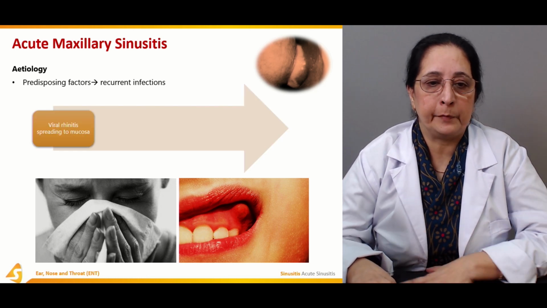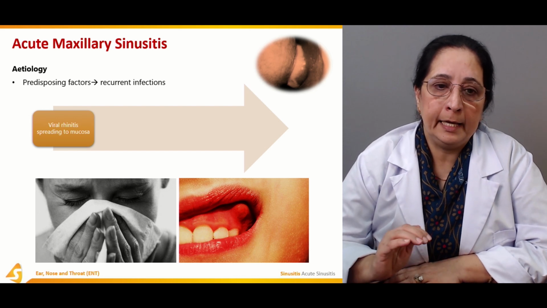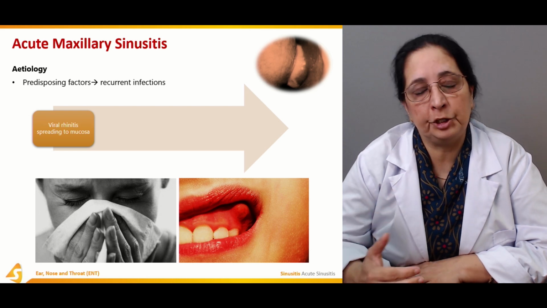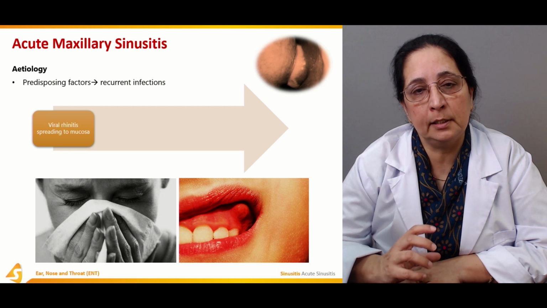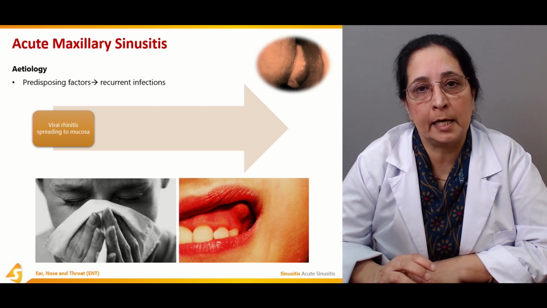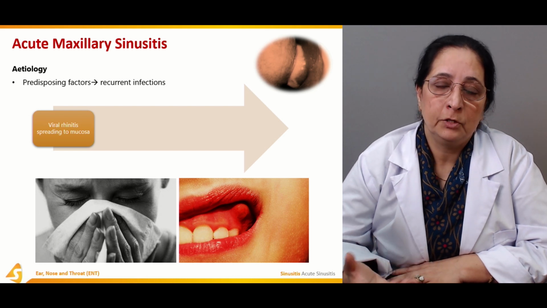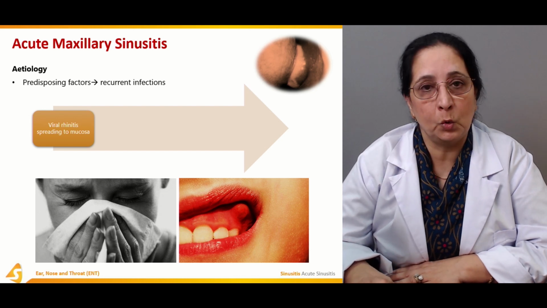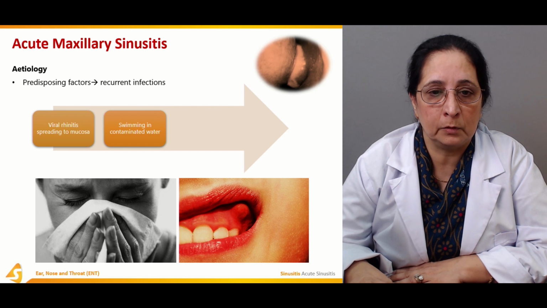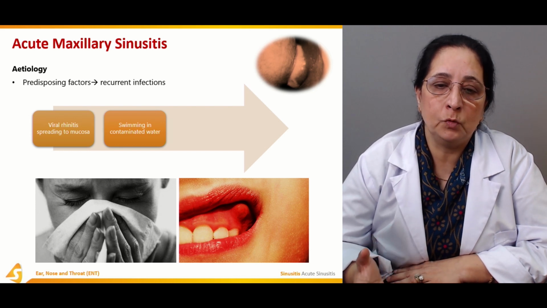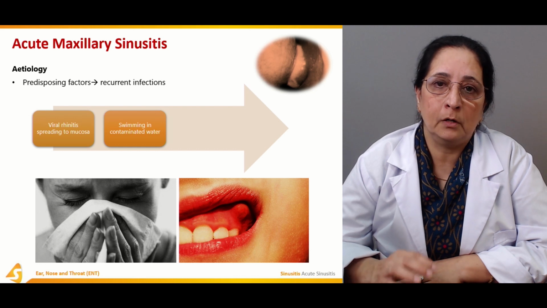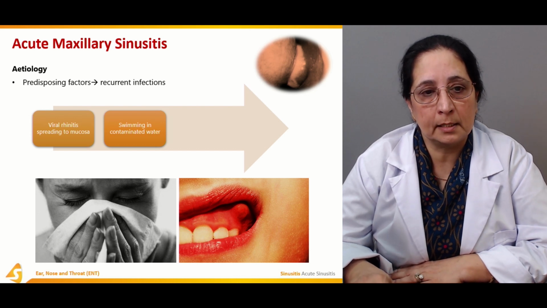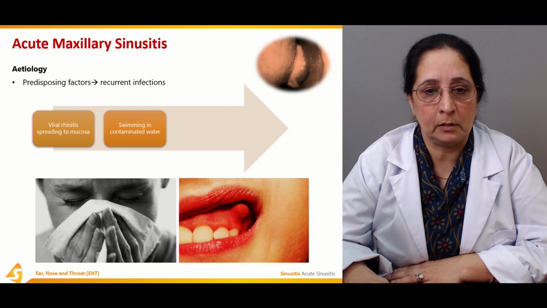Viral rhinitis spreading to the mucosa. Again, we mentioned in the previous section that the most common etiological factor of sinusitis is viral infection. So whenever there is viral rhinitis present, it can spread to the mucosa of the sinuses also. Swimming in contaminated water: if the person swims in infected or contaminated water, that can cause acute maxillary sinusitis also.